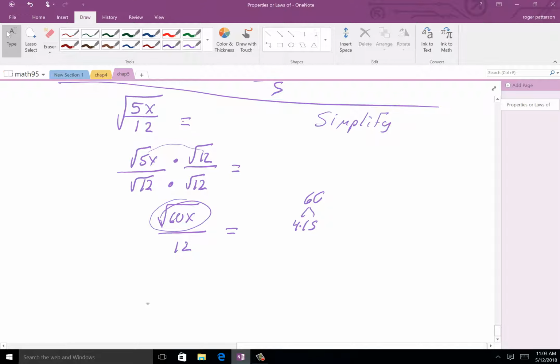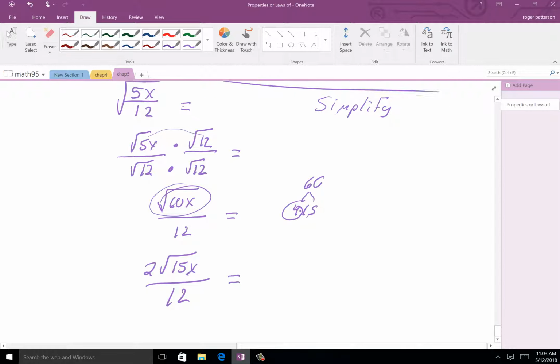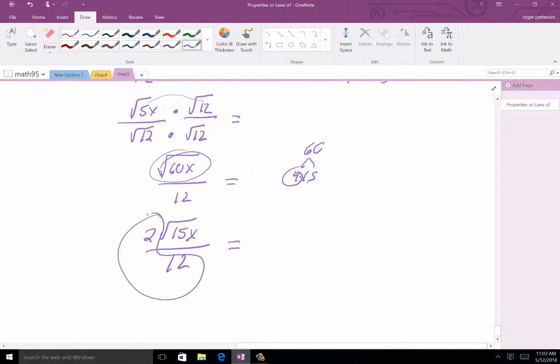This is 12. So the square root of 4 is 2. 15 stays on the inside. X, we can't do anything with that. You think, aren't we done with this yet? Nope, because we can reduce this fraction. There we go. But the idea is you're always multiplying by whatever's on the bottom so we can cancel things out. That's called rationalizing.